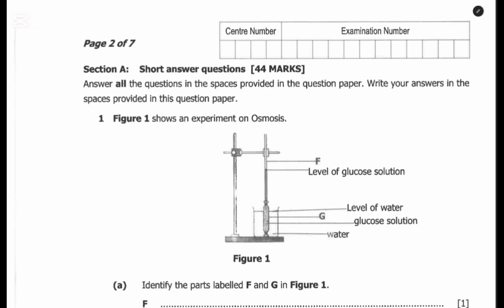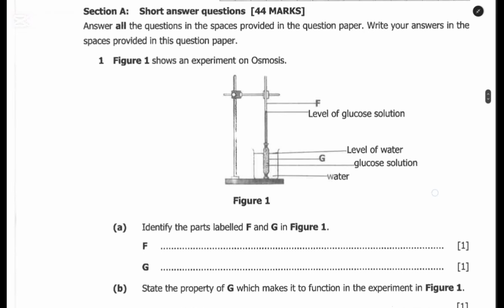Figure 1 shows an experiment on osmosis. So the question was on osmosis. And of course, immediately you know the topic, you should be able to remember the answers. The setup, the diagram, came for the first time, and this confused a lot, but there's nothing difficult here. All right. So the first question is: identify the parts labeled F and G.